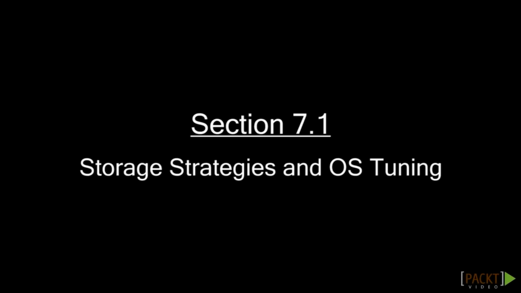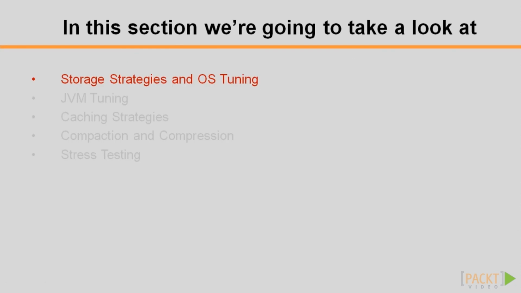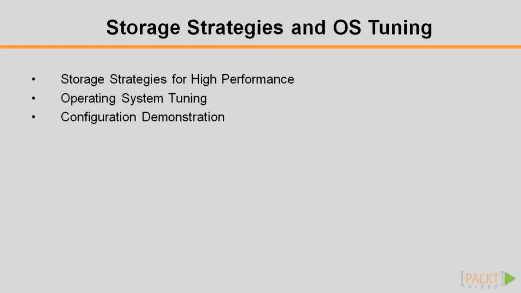In this video, I'm going to talk about storage strategies and some basic OS tuning for Cassandra. Cassandra is basically a fat client design, meaning that its physical storage is distributed with each node of the cluster. I'll highlight the most typical measures in physical storage design and OS for high performance. First, let's look into the storage strategies for Cassandra.